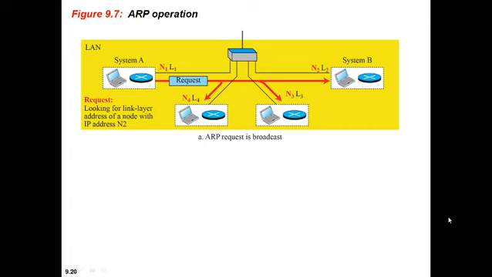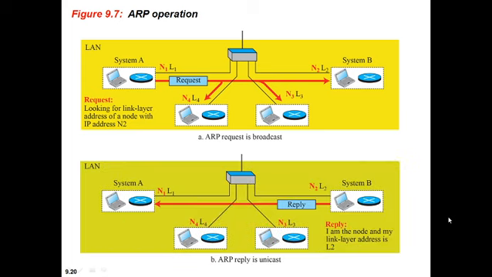The one with the intended recipient recognizes its IP address. It sends back an Address Resolution Protocol response packet. That includes the recipient IP address and link layer address. The packet is unicast directly to the source.